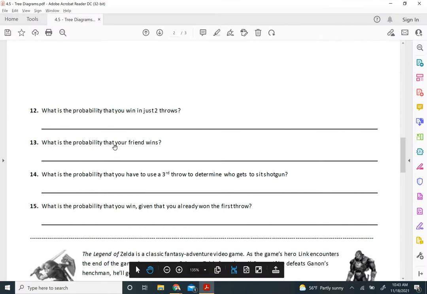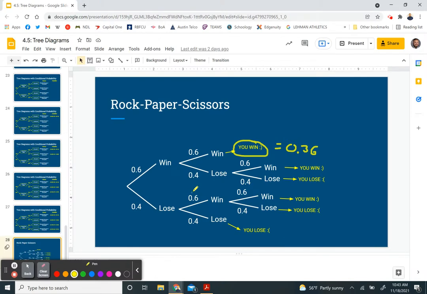Number 13 says, what's the probability that your friend wins? Let me clear the screen. Your friend wins here, here, and here. Once you've found those probabilities by multiplying, what are you going to do with all three of them together? You're going to add them. So add all three of those probabilities together, as decimals or as percentages, and you will get your answer.